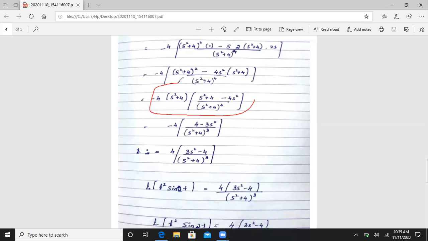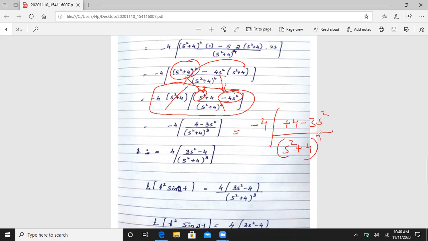Here we will take one s square plus 4 term outside, so s square plus 4 to the power 4 is there. One term remains as it is, that is s square plus 4, and in this function we will get minus 4s square. This term will get outside, so here one s square plus 4 term and one s square term will get cancelled. So we will get minus 4 into 4s square plus s square, so plus 4 minus 3s square divided by s square plus 4 whole cube.